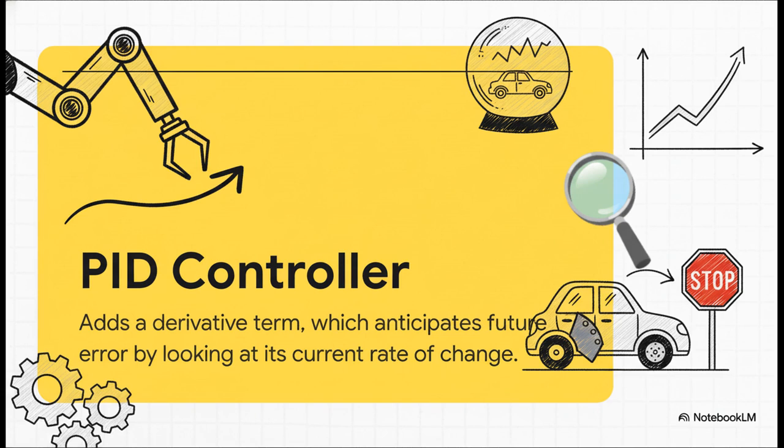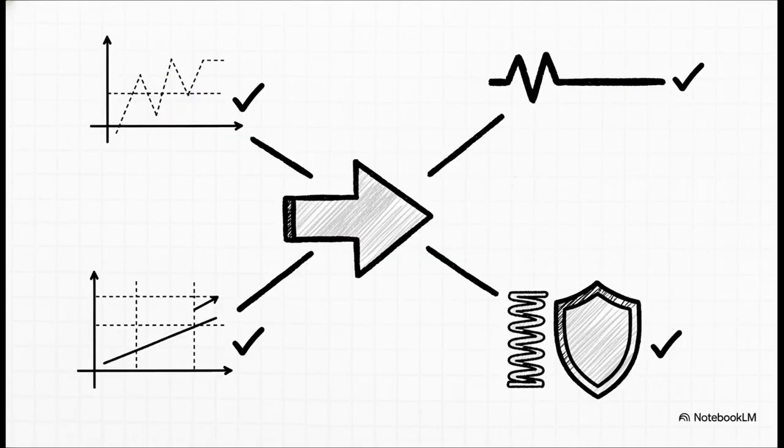And that brings us to the gold standard, the PID controller. It has the P for present action and the I for past memory, but it adds a D for derivative, which basically gives it a crystal ball. It looks at how fast the error is changing, and that allows it to anticipate the future. It's the part that hits the brakes before you get to the stop sign, so you don't fly right past it. This ability to anticipate is incredibly powerful.